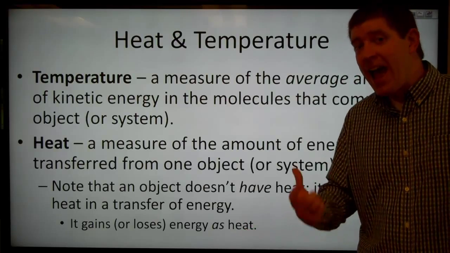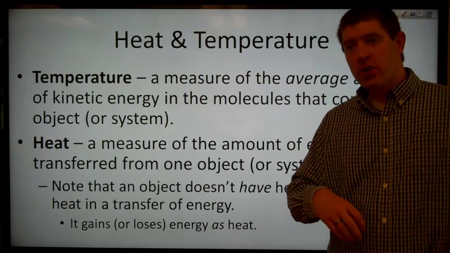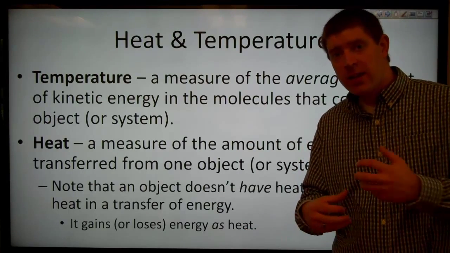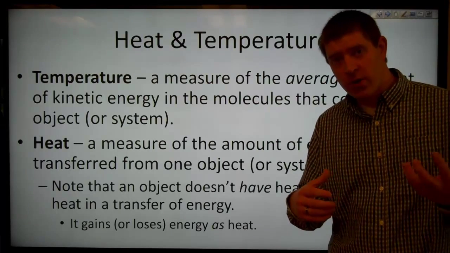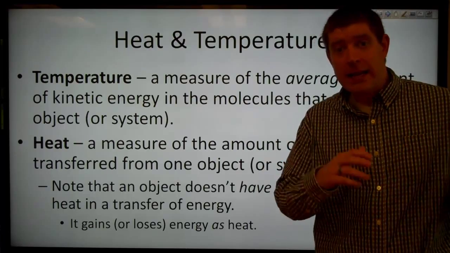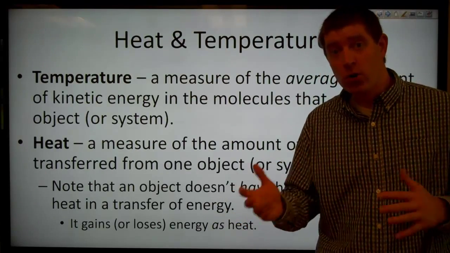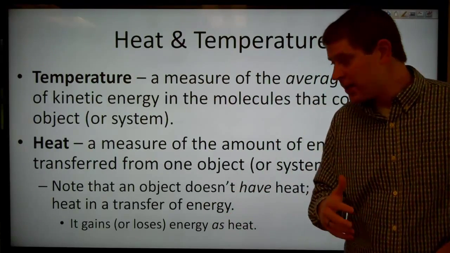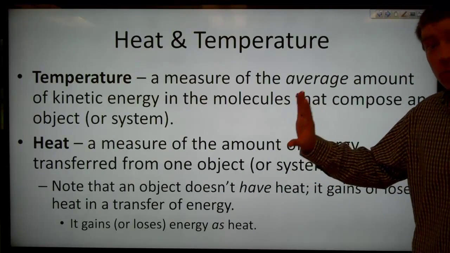And so some object doesn't have any heat. It's transferring energy as heat. That amount of energy that gets transferred, we call that heat, but one object doesn't gain any heat and another lose heat. It's gaining or losing energy as heat. So there's a difference between heat and temperature.